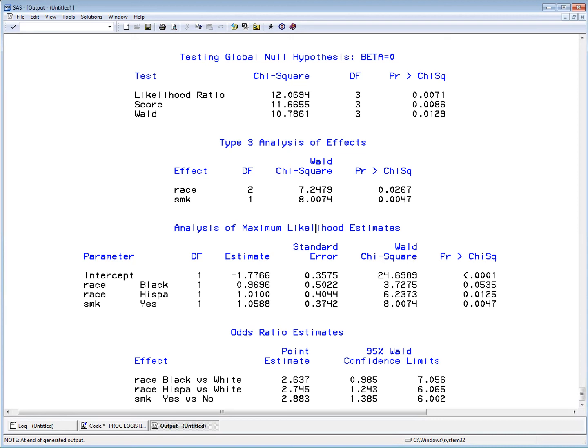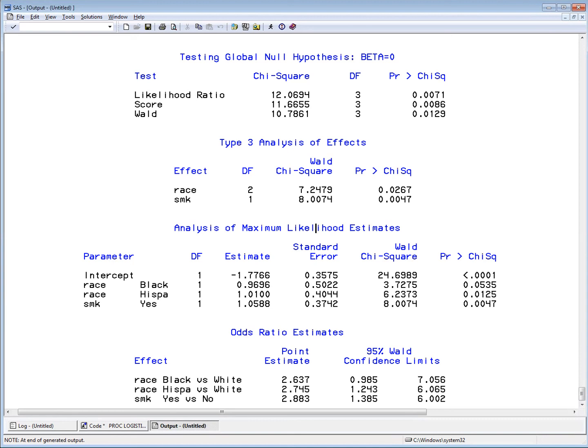Now notice this is very slick. When we do this class statement, we get this type 3 analysis of effects, where, how cool is that, SAS does an aggregate test of race. So race, remember, is actually technically two variables. To statistically code the concept of race, if we're letting race take three values, we technically need two variables. Notice that SAS does an aggregate test on those two variables to test whether this concept of race is significant, and SAS concludes that it is.